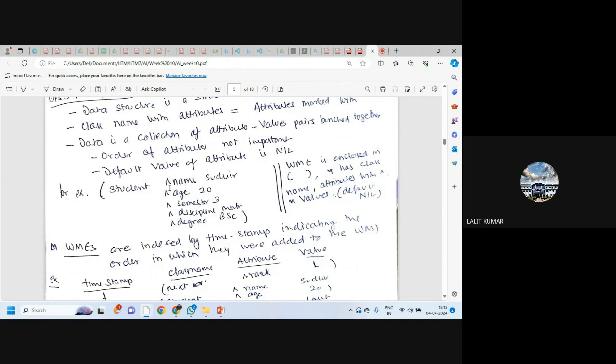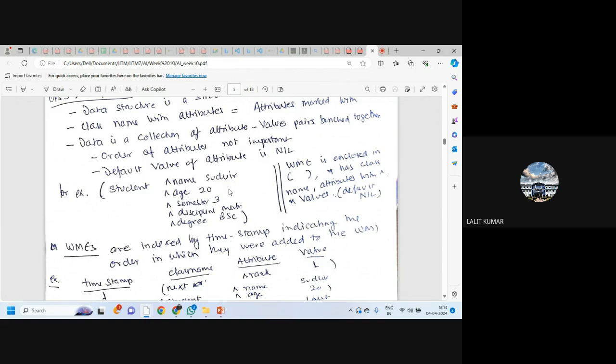So there is an attribute called name, and this is the value Sudhir. Second attribute age, value 20. Attribute semester 3. So this is an example. The point to be noted here is that a WME is enclosed in these brackets and has a class name. It has attributes with the hat and the values. If there is nothing specified, the default value is nil. So that we have to remember.